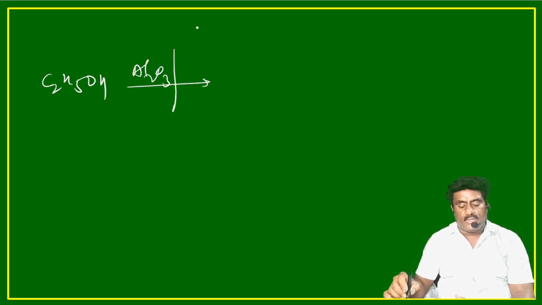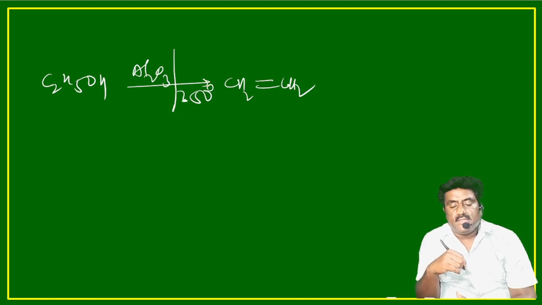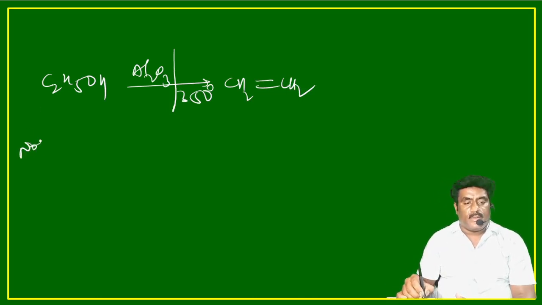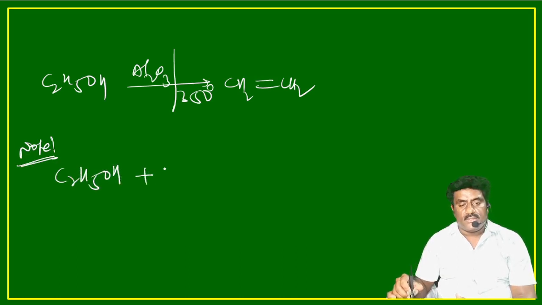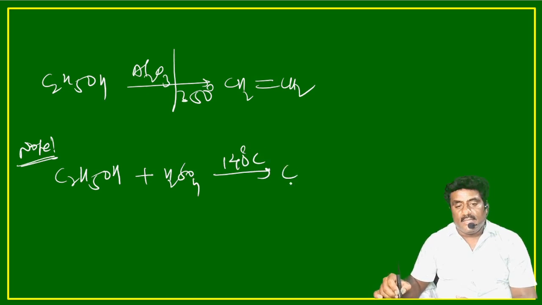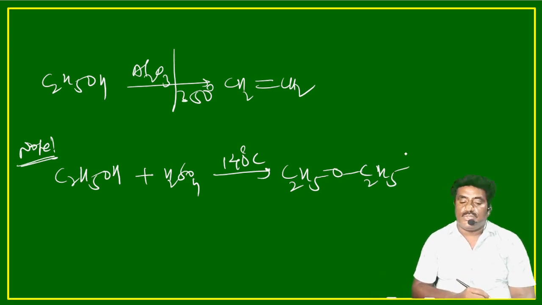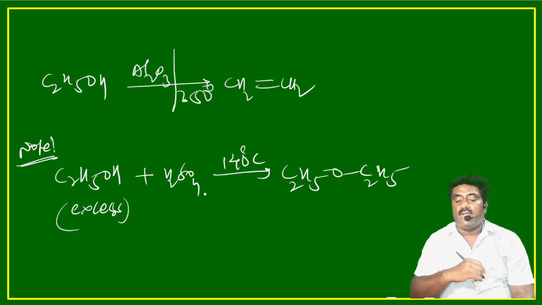Again, ethanol, C2H5OH, in the presence of alumina, Al2O3, at 350 degrees Celsius gives alkene. Then C2H5OH in the presence of H2SO4 at 140 degrees Celsius gives diethyl ether, C2H5OC2H5. What is at 140 degrees Celsius? Excess ethanol is taken at 140 degrees Celsius, giving diethyl ether.